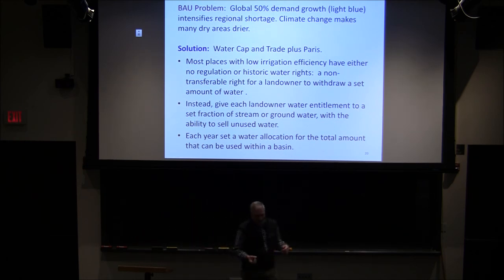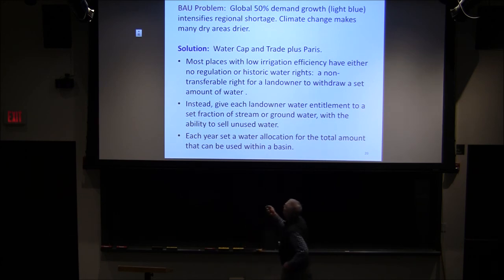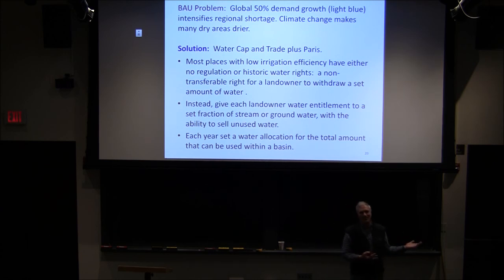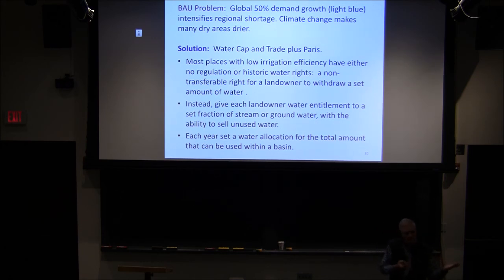Instead, if you create a marketplace for water, give each landowner a water entitlement, a set fraction of the stream or groundwater, with the ability to sell unused water. All of a sudden, it gives you a second income stream by conserving water. You can sell some of your water to somebody else. And it turns out this simple mechanism is capable of reducing water use by several-fold.